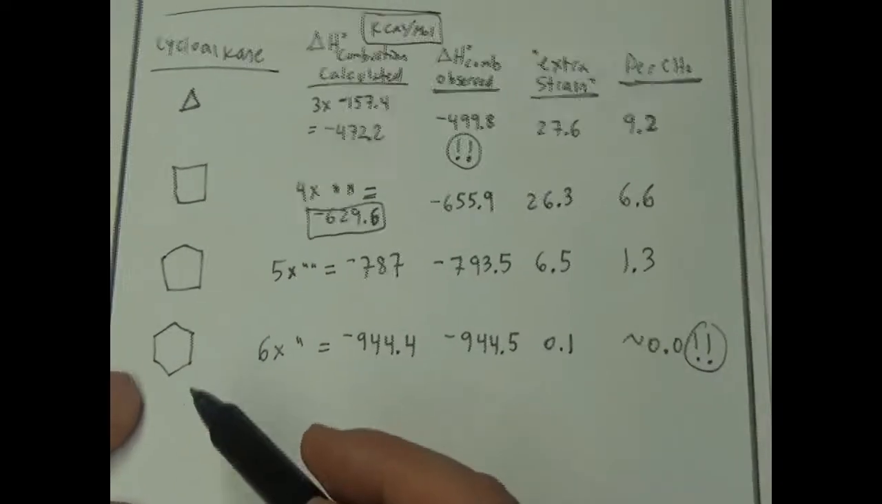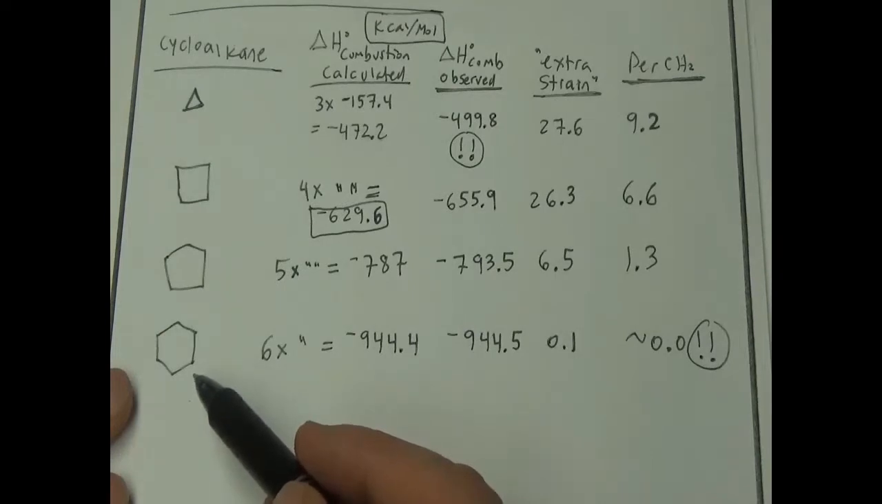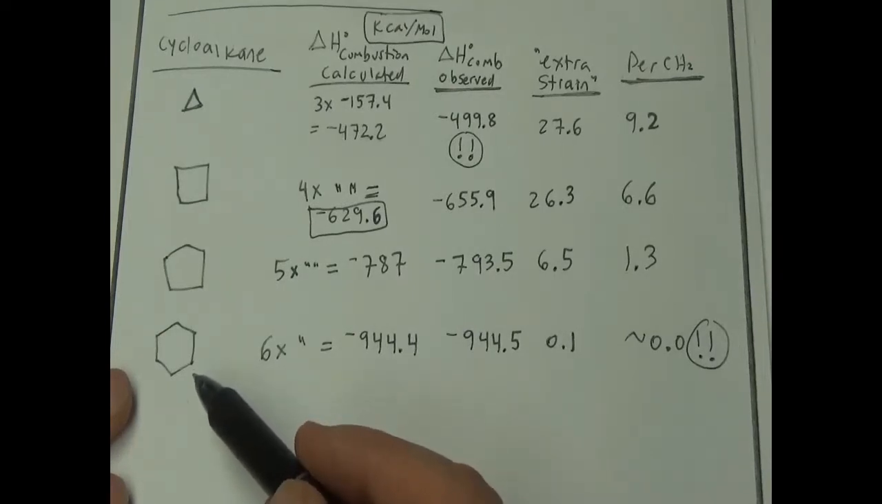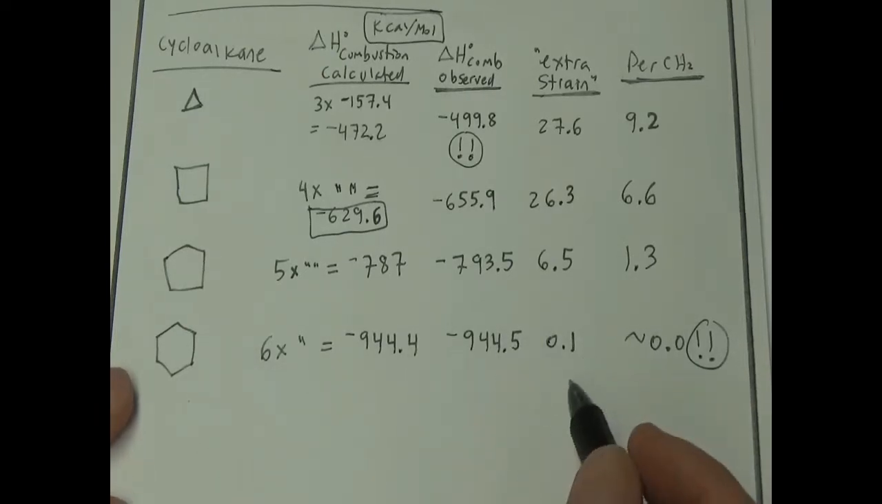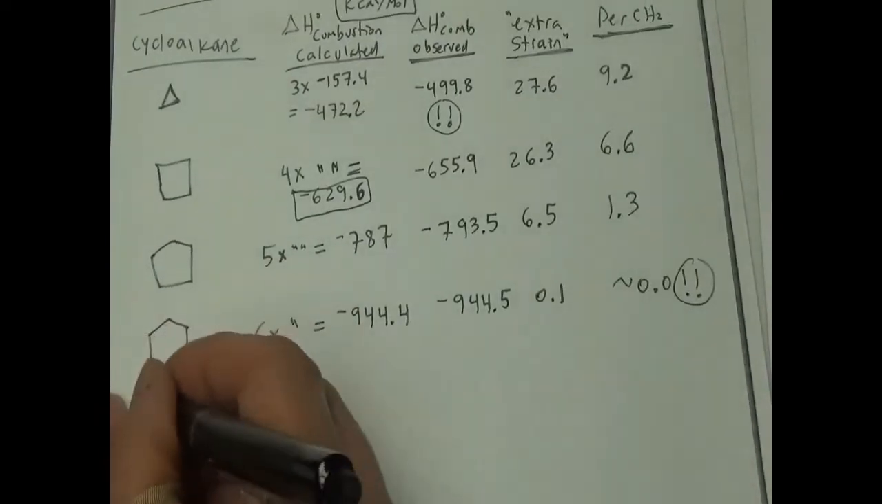Now the funny thing is you can't see why it's strain-free right now, because this hexagon shape is not the real structure of it. We'll see the real conformation in a bit. It's called a chair cyclohexane. So chair cyclohexane will be a representation of cyclohexane that shows it being strain-free. Okay. What about 7?